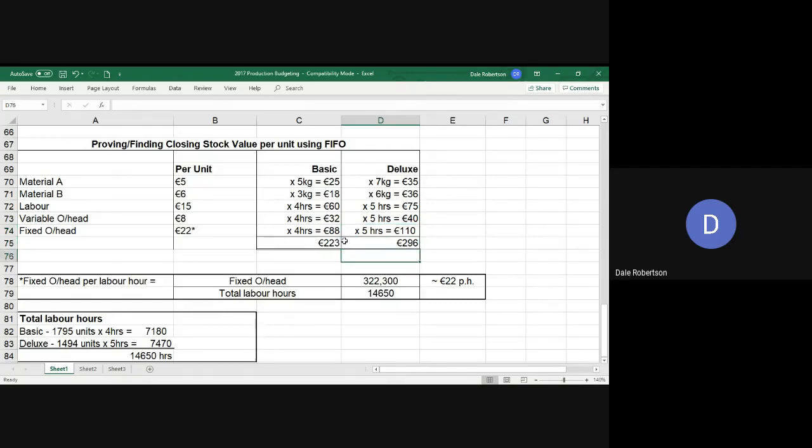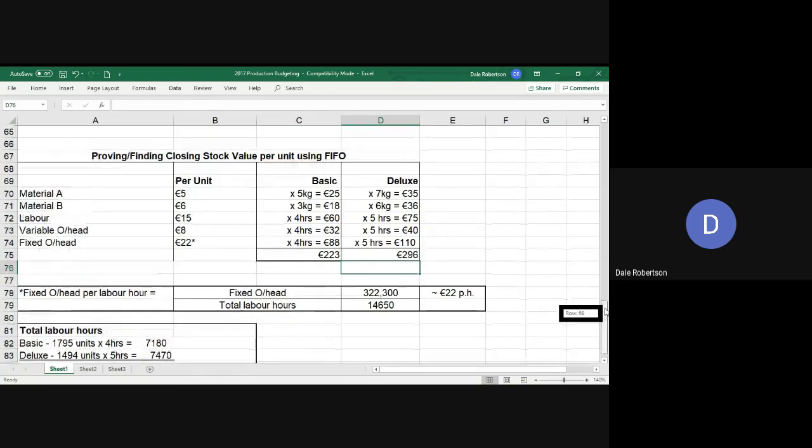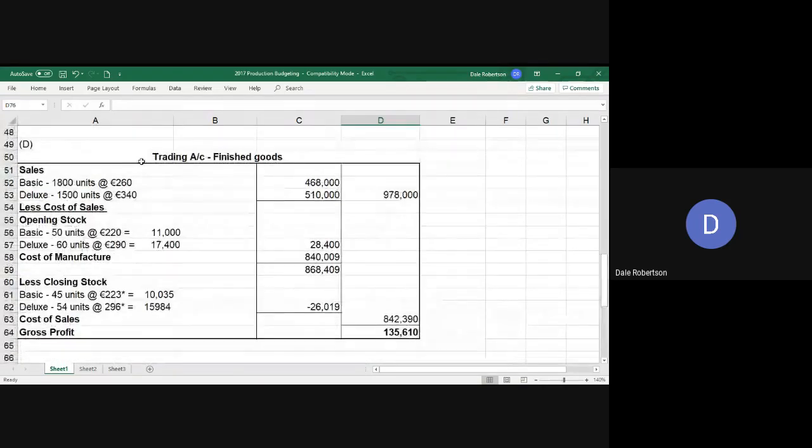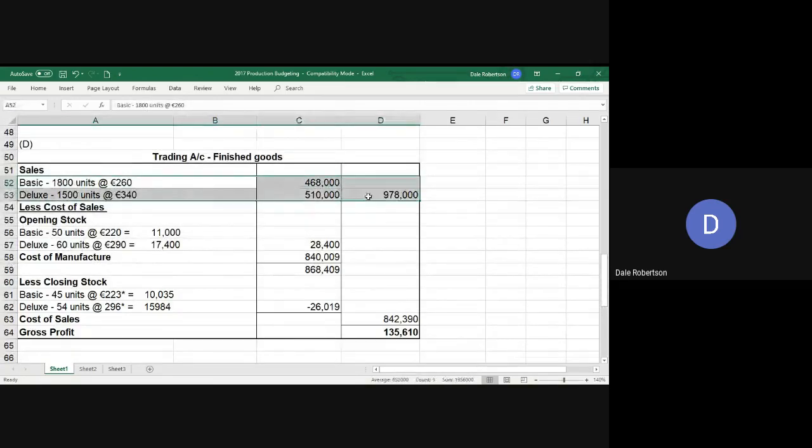When you've got both of these numbers, you really have a lot of the hard work done in this question. Then you just have to transfer those back up, and now we're going to complete our trading account. So you do your sales. Now, this information is directly from the question. You were told at the very top of the question that you have sold 1,800 basic units, and each one is €260 is your selling price.